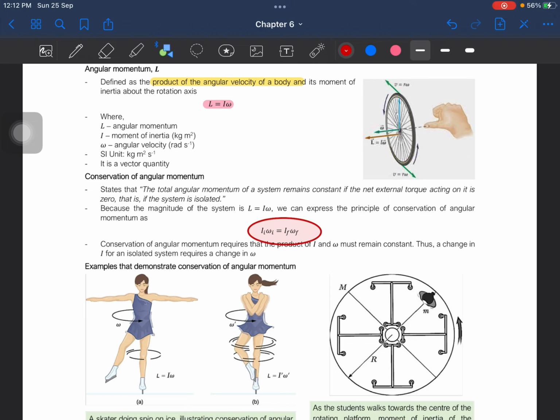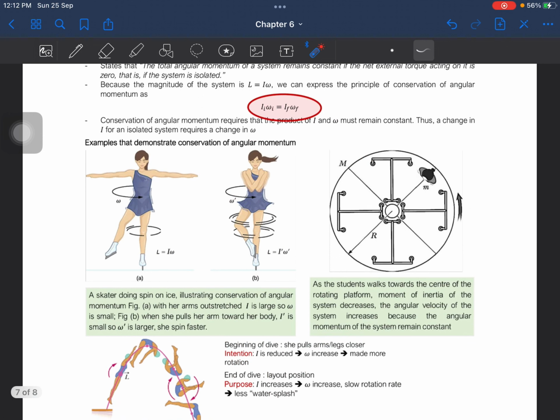Okay? So conservation of angular momentum requires that the product of I and omega must remain constant. So any changes in the moment of inertia requires a change in the angular velocity. For example, we have a skater doing a spin on ice, illustrating the conservation of angular momentum. If her arms are outstretched, the moment of inertia is large, so the omega is small. That's why when they want to spin faster, they pull their arms towards the body so that the moment of inertia is smaller, hence she would spin faster.